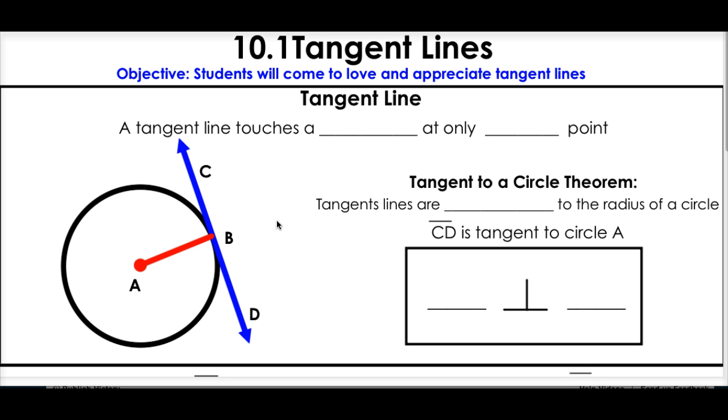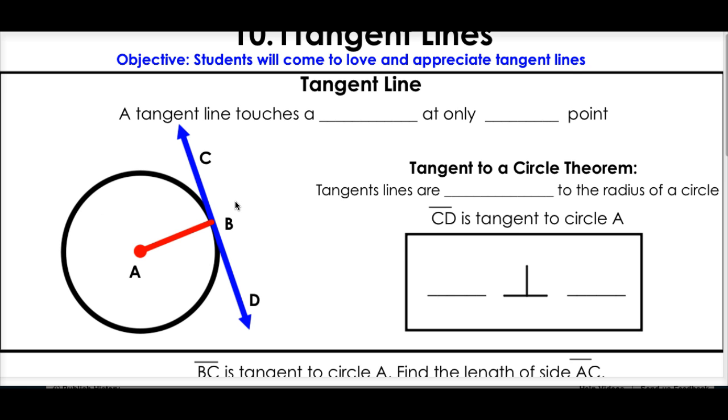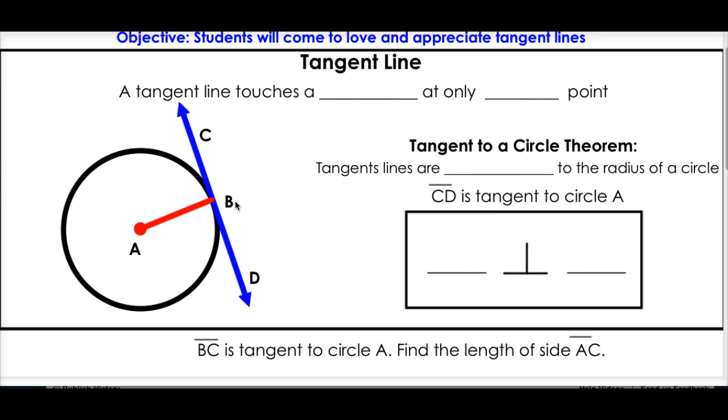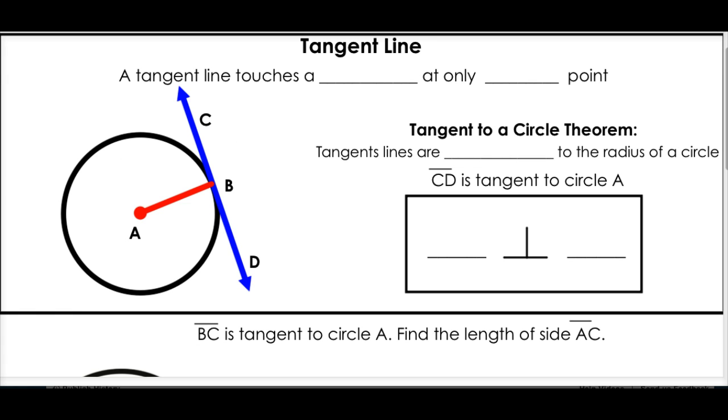The first line we're going to be talking about, and there are many different ones, is a tangent line. Let's bring this down for a second. A tangent line is special because it touches a circle at only one point. It doesn't go through the circle. It's just going right on the outside and touching at one little point, like B right here. That would be the one point. So CD is a tangent line.